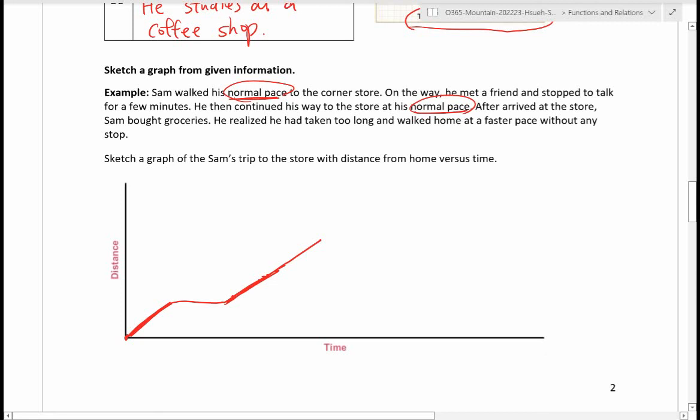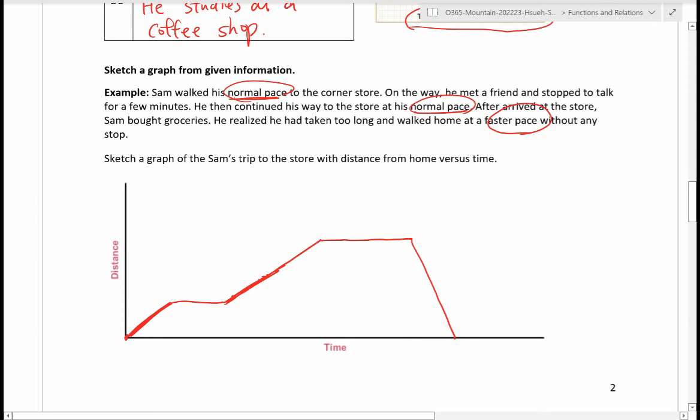After arriving at the store, he bought groceries. So that means the distance from home will be the same because he's at the store for a while. He realized he had taken too long and walked home at a faster pace, without any stop. Faster pace means the steepness of the line should be steeper. So I'm just going to say he ran home, woo, like that. You can see this is a faster pace because the steepness of the line is greater.